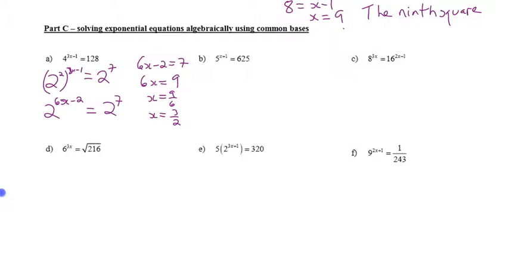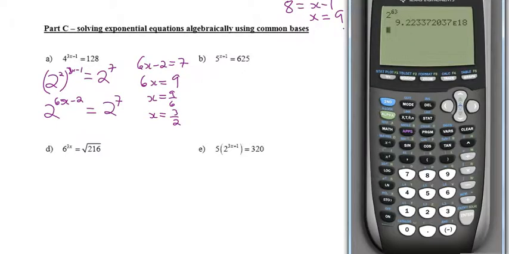Now, if the end of the test comes and you still have some time, you want to check this and say, how do I know that's right? Well, you go 4 to the power of 3 times 3 divided by 2, because x is 3 over 2, minus 1. It'll do order of operations, right? It'll do the 3 over 2 multiplied by 3 and then subtract the 1. When I hit enter, what should I get? 128. So 2 thumbs up, right? So it's been correctly solved. We know that x is 3 over 2.